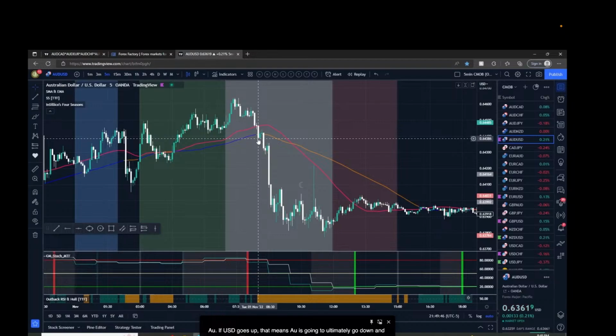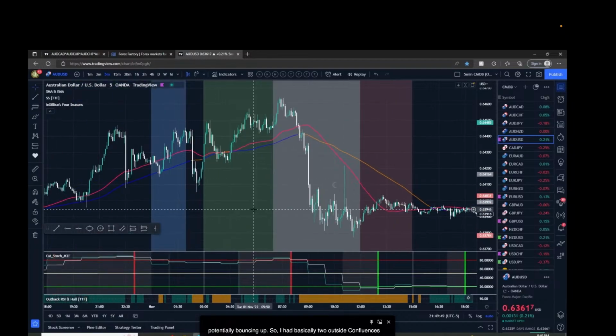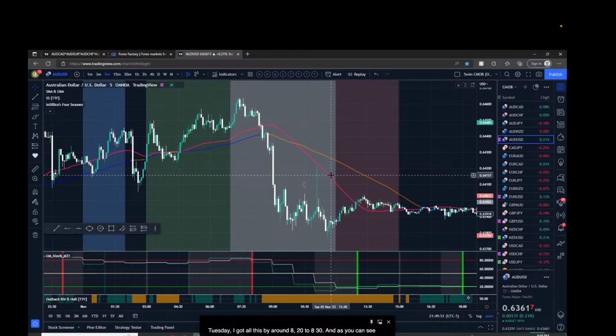As you could see here, at 8:30, I'm using the 5-minute CMOB strategy. The pink line is a 55 SMA, and then this blue and orange line is an 89 SMA.